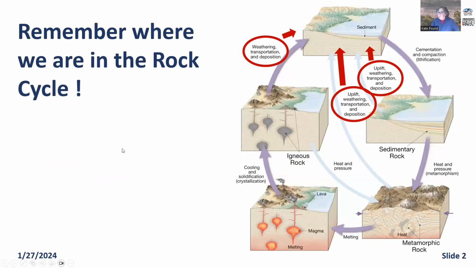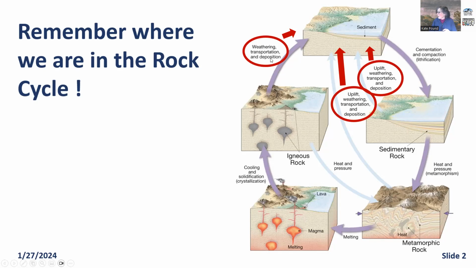First of all, I want you to remember exactly where we are in the rock cycle. Last week, we looked at igneous rock. And the next step, if we're following the cycle round, is those processes associated with uplift, weathering, erosion, transport, and deposition. They've just got 3 of those here.